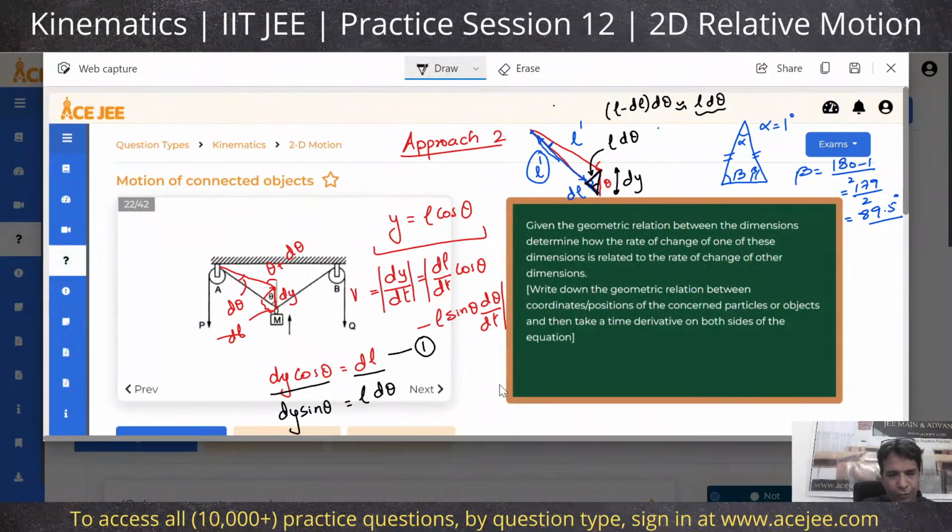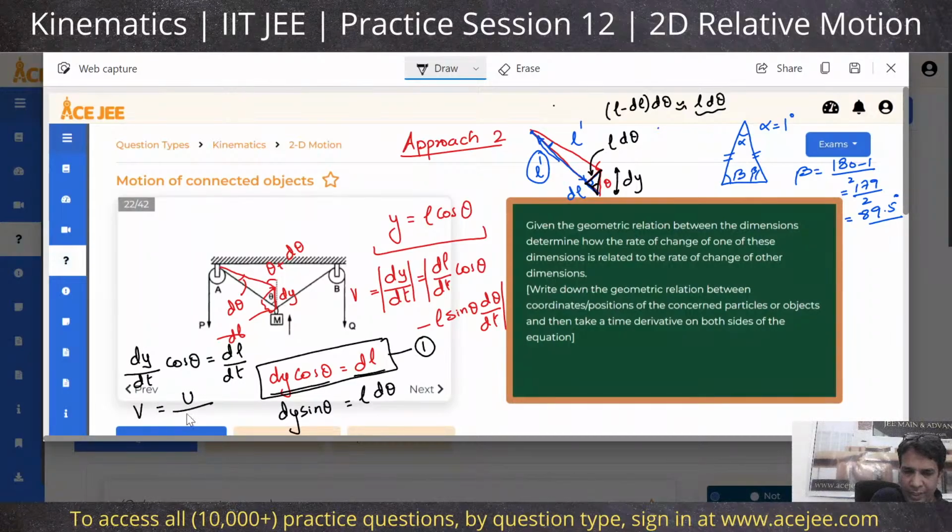Okay, good. So now we have all the relationships that we need. For our purposes, we could straight away say dy cos theta is dl, right? dy cos theta is dl. So if you were to divide by dt on both sides, we could have very well gotten our answer just by writing this. V is equal to u by cos theta. Okay? V is equal to u by cos theta.